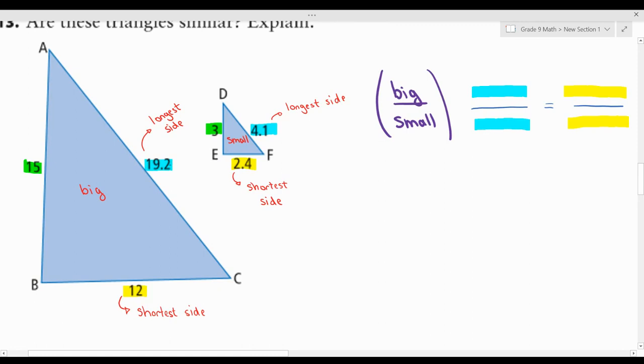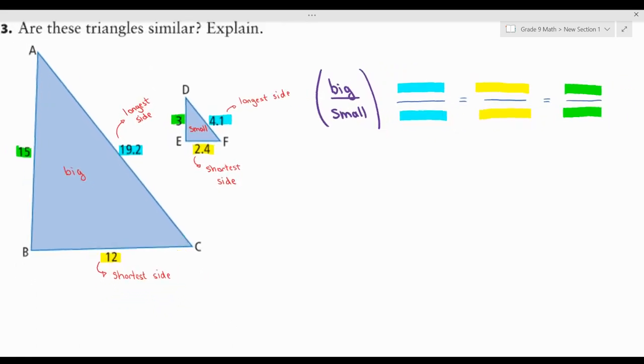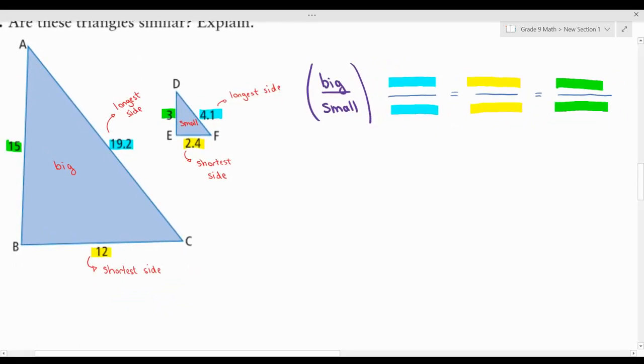Okay, so for example, I started with the shortest side. I noticed it was 12 here. Well, the shortest side here is 2.4. So those are corresponding, highlighted in yellow. Then if you look at the longest side, this one's 19.2, this one's 4.1. So those are corresponding. And then by process of elimination, the numbers in green. Okay, now I don't have any angles, so that's not going to help me prove it. But I can look at what happens when I relate their sides. So I'm going to start with the big triangle first compared to the small. Only reason is I saw the big first, then the small. Again, you can flip these.